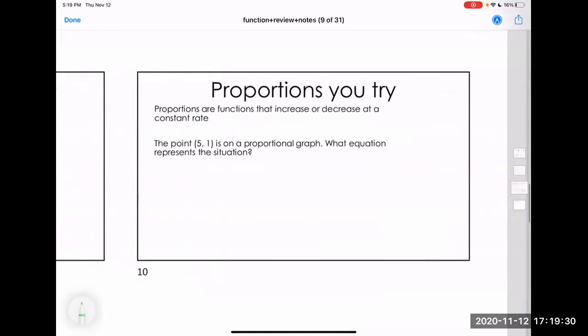Next one, y over x. So it's our y over our x, our 1 over our 5. That is a simplified fraction, so my equation is y equals 1/5 x.